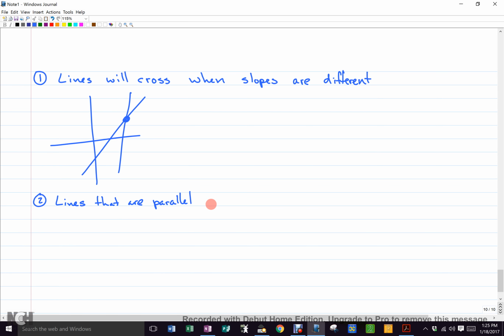What's going to happen, Sam? They won't intersect, which means what? How many solutions do they have? None. Lines that are parallel have no solution.